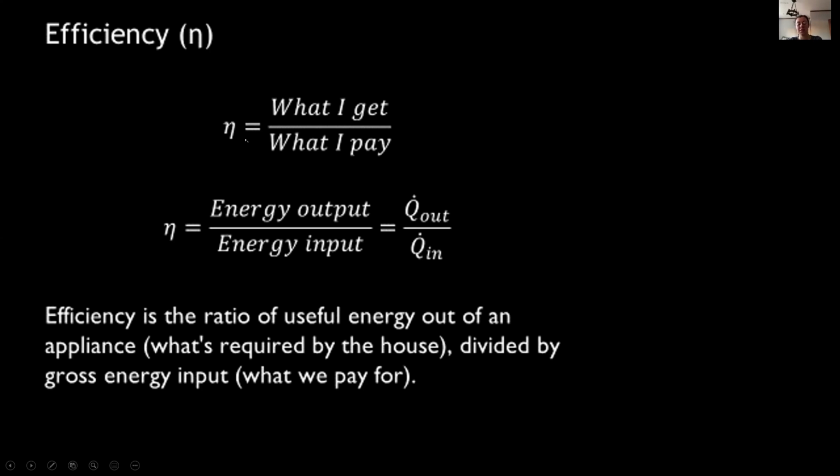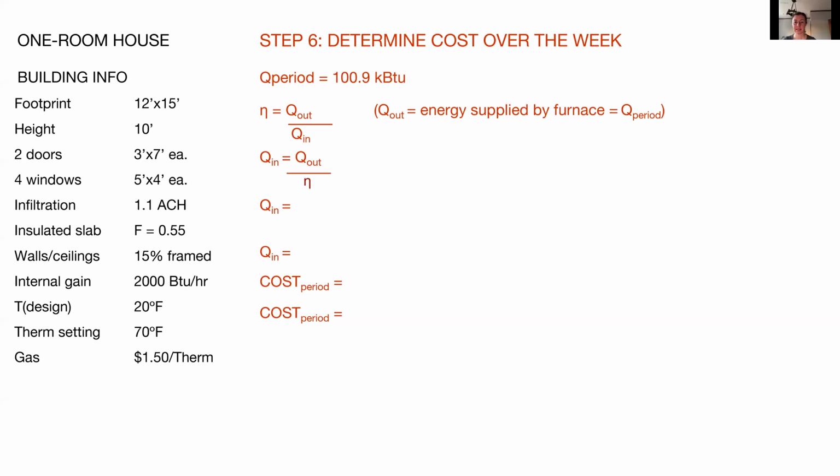Efficiency is different from coefficient of performance. You can have coefficients of performance over 1 or over 100%, but here we're looking at efficiency. So we're looking at the ratio of what you get out in terms of the energy output versus what you had to put in in terms of the energy input. We'll often think about this in terms of appliances and how much energy you have to pay for versus the output that you're getting from it. So looking at our example here, we know that the efficiency of our furnace is 90%.